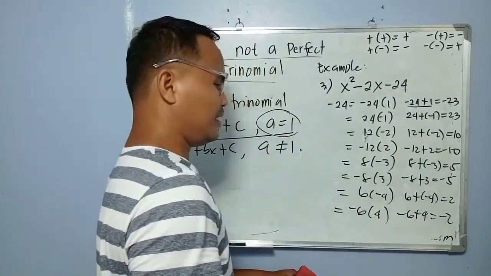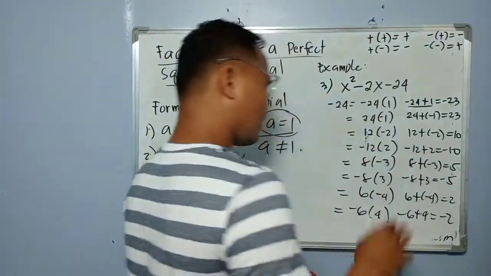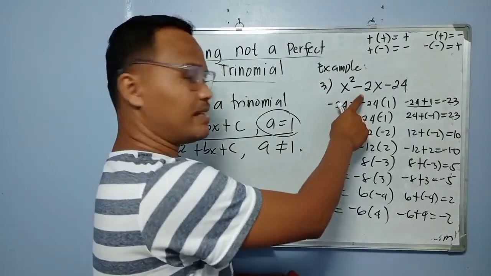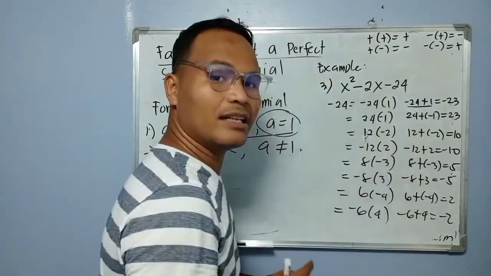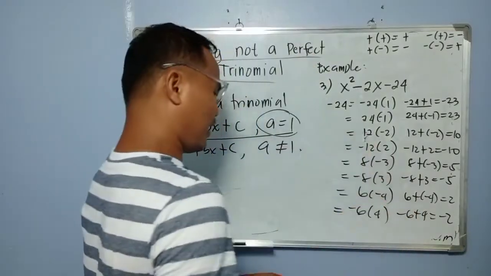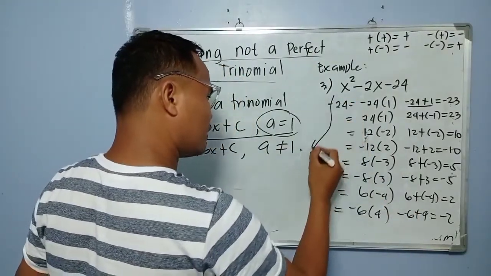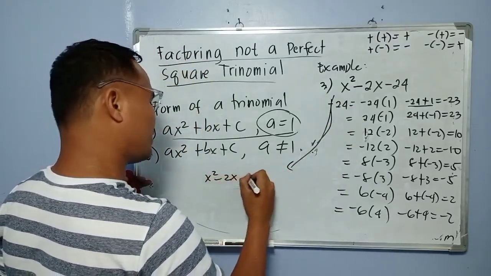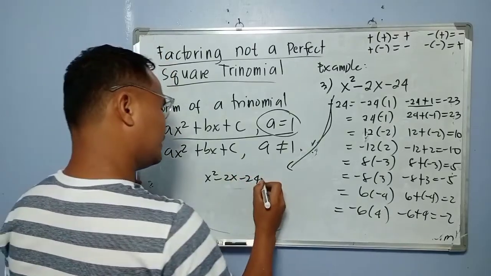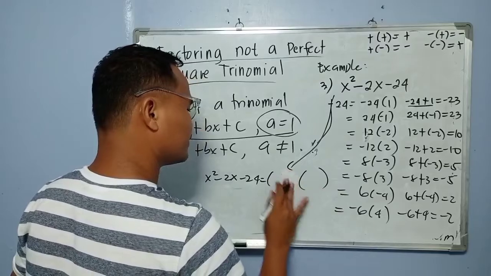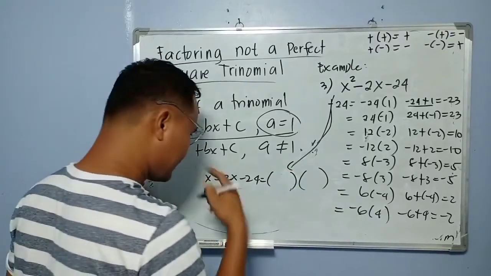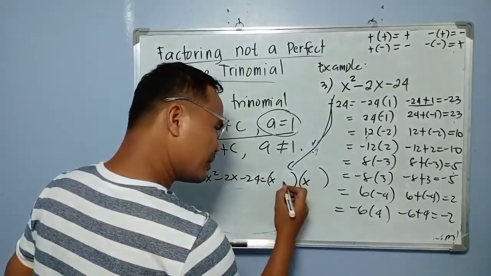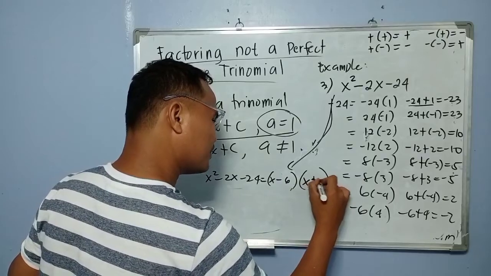Okay, now based on these factors, which factors have the sum of negative 2? Because our coefficient of the second term is negative 2. So negative 6 and 4. That is our factors. So therefore, the factors of x squared minus 2x minus 24 are created as two binomials, two pairs of parentheses. We have here x times x. Then we choose negative 6 and positive 4.